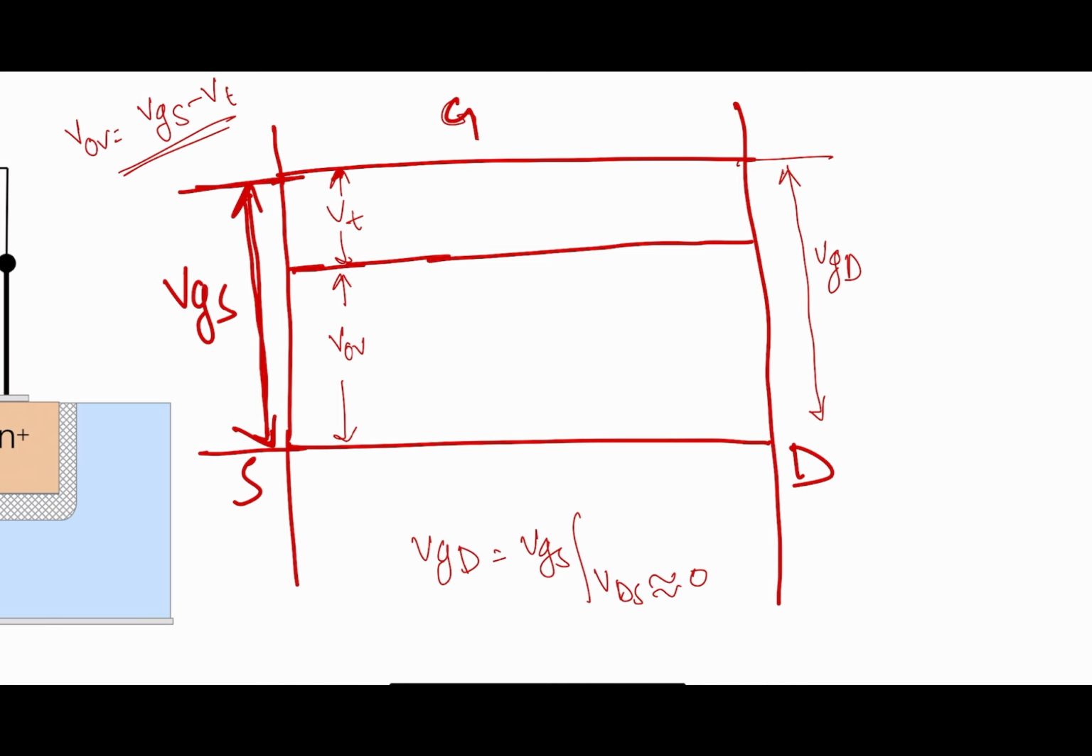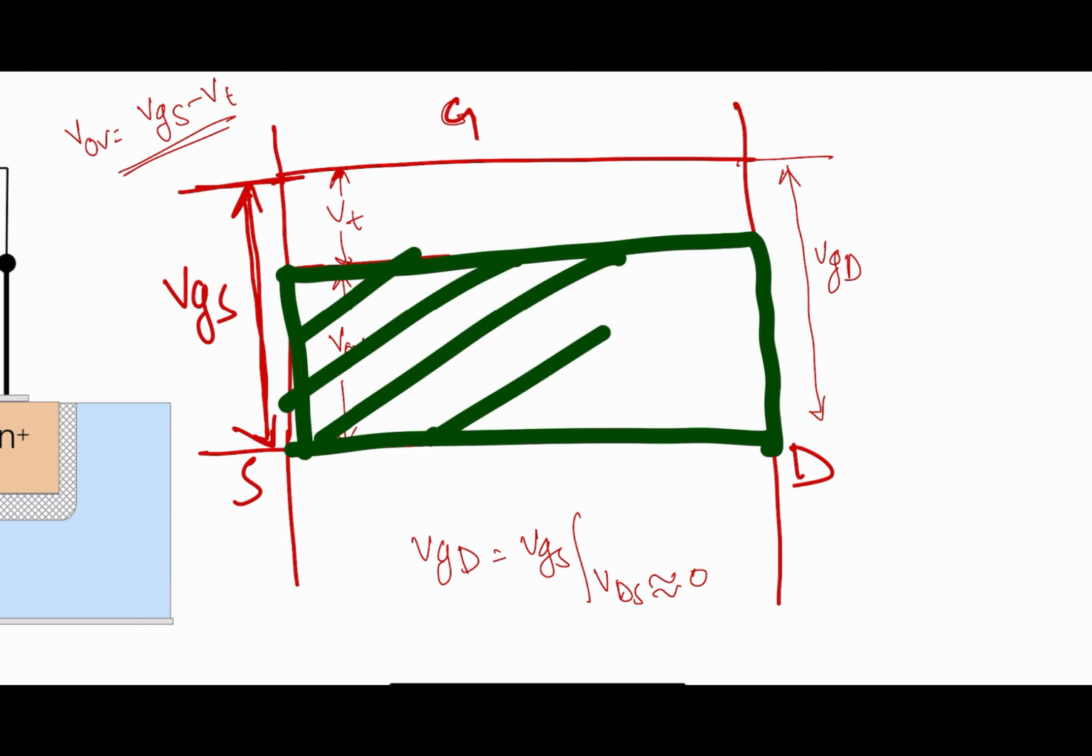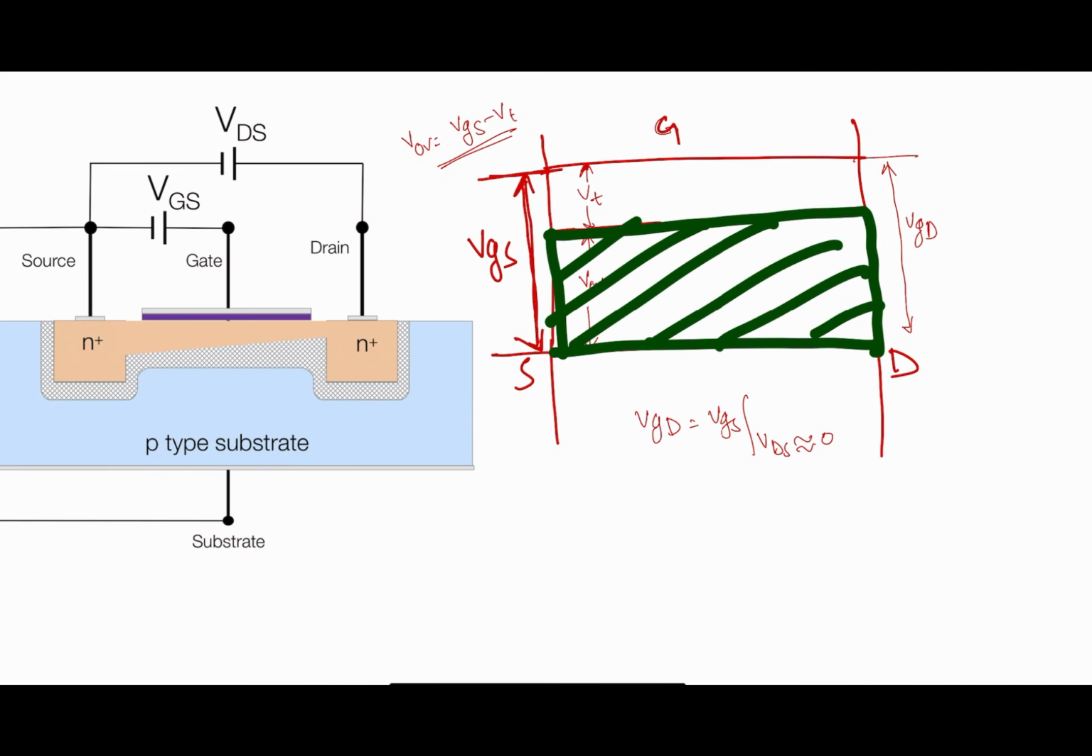So you can see the channel will be, I will mark it as a green one. The channel will be this one. This whole will be our N channel between the drain and source terminals. Understand? Now I will draw another diagram.